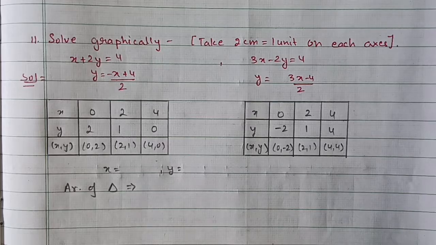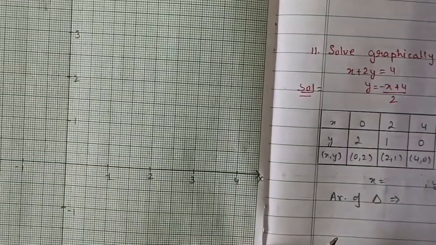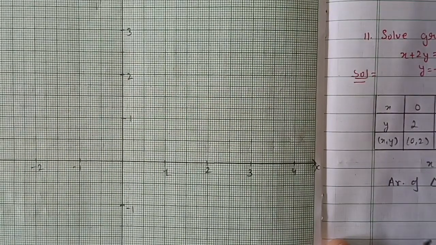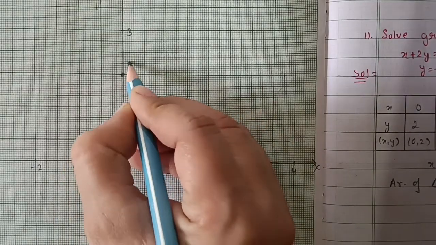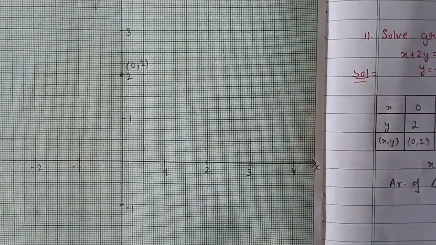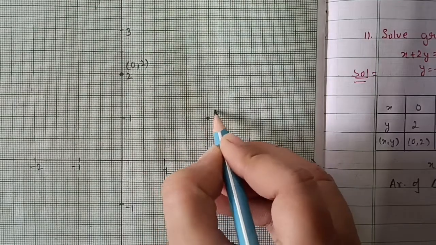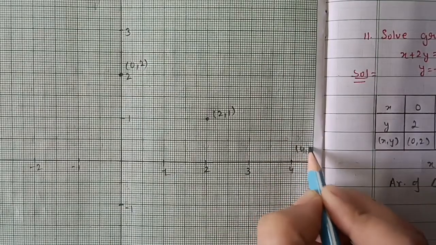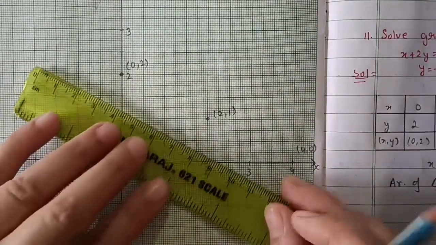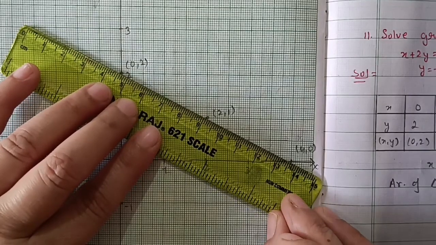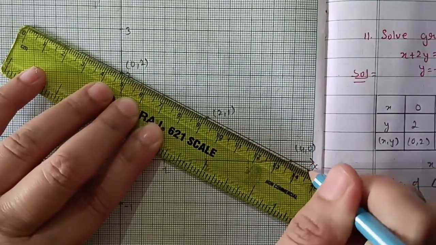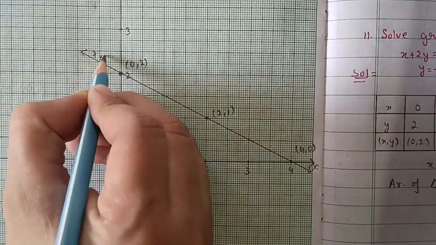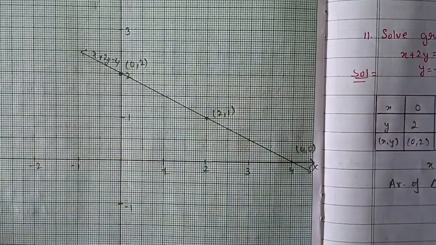Now these points we will plot on the graph sheet. So here graph I have taken 2 cm equal to 1 unit. So first point we have 0 comma 2. Second point we have 2 comma 1. And third point we have 4 comma 0. Join all the 3 points. Remember all these points always it will come on straight line. So if your points are not coming on the straight line means you have done somewhere mistake.